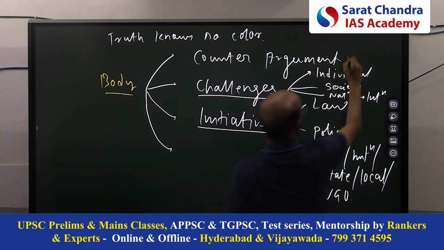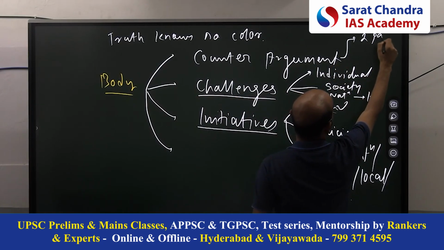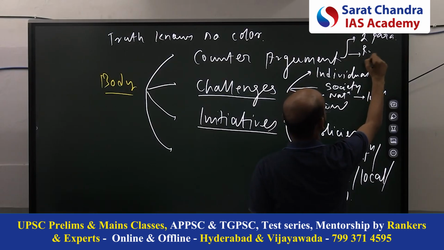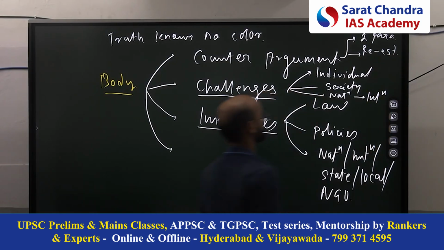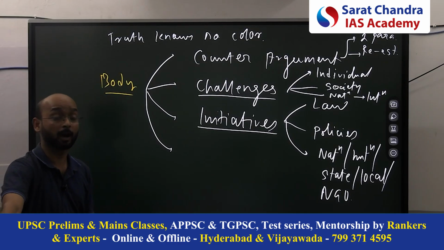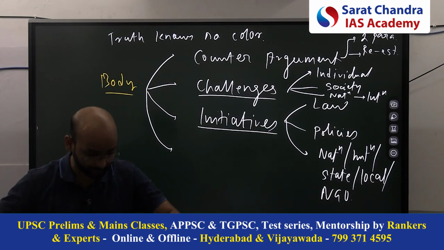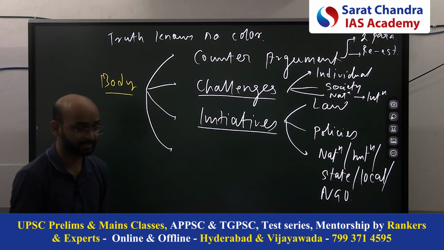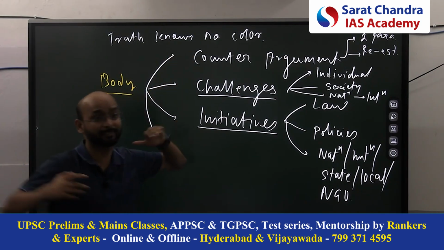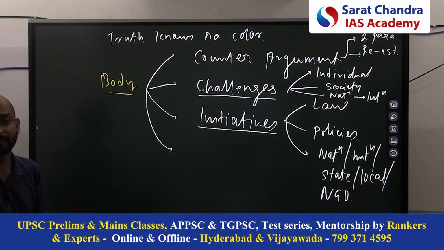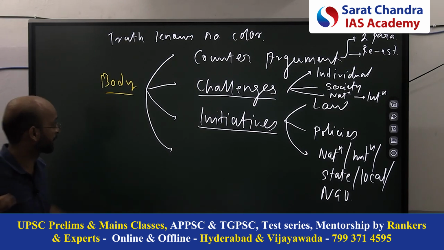Counter argument should be around two paragraphs and it should be re-established. Re-establishment should be there. This is very important. You can't go with the counter argument. You can't counter your own argument. You are just showing that yes, I also know the counter argument, but I am re-establishing by saying that this kind of argument has limitations. It can't be on the basis of unjustified grounds. So that way you have to counter initiatives.